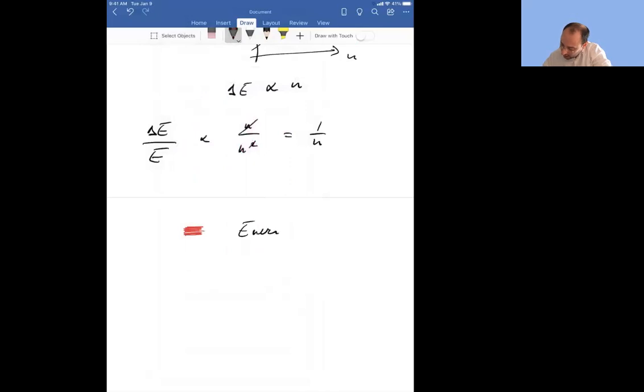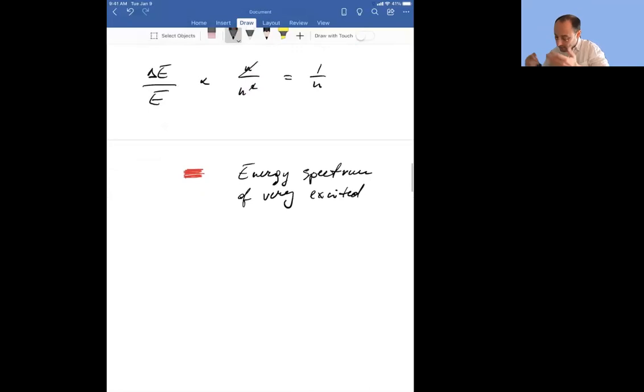The energy spectrum of very excited states. So the state wave function with the lowest energy is called the ground state. The next one is called the first excited state, and successively it's called second excited, third excited, and a very high end is called a highly excited state. That's where the word excited comes from. Very excited states look almost continuous.